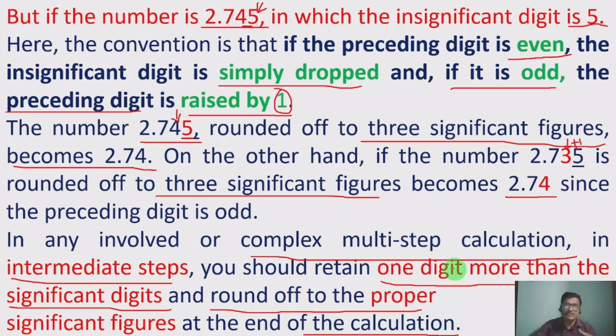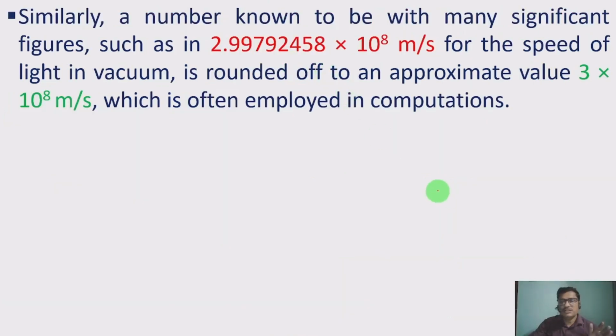At the end of the calculation, the proper significant figures are those present in all the measured values used for the calculation. Those are to be considered at the end, and in the intermediate steps, one more digit is taken into the calculation and kept. Some other rounding considerations we will take up here.